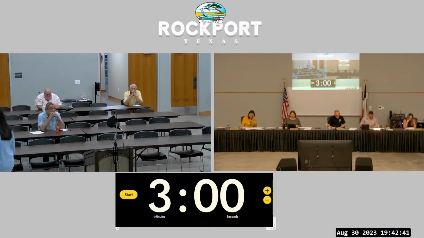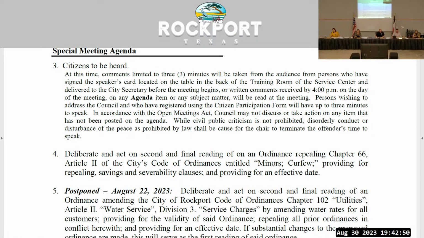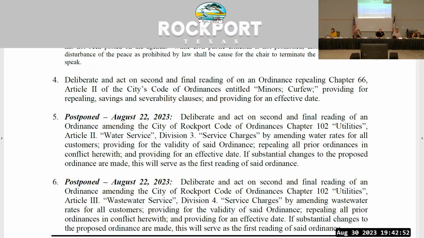Thank you, Ms. Rutledge. Next item on the agenda, item number 4, deliberate and act on second and final reading of an ordinance repealing Chapter 66, Article 2 of the city's Code of Ordinances entitled Minors Curfew, providing for repealing, savings, and severability clauses, and providing for an effective date.